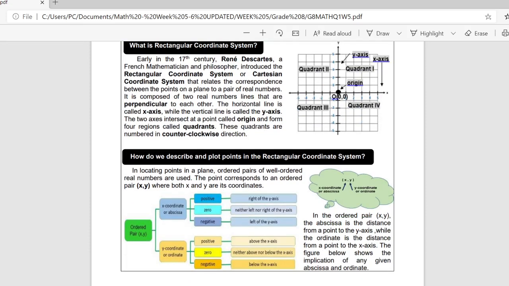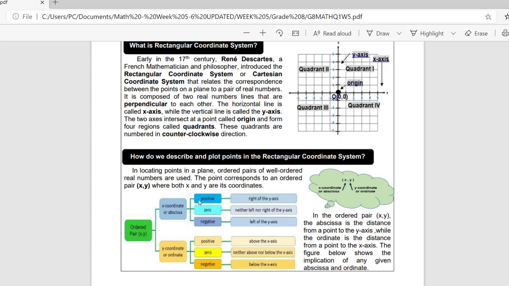Based from there, how do we describe and plot points in the rectangular coordinate system? So in locating points in a plane, ordered pairs of well-ordered real numbers are used. The point corresponds to an ordered pair (x, y), where both x and y are its coordinates. Let's see here. So we have an ordered pair here. The first coordinate is your x-coordinate, or abscissa.